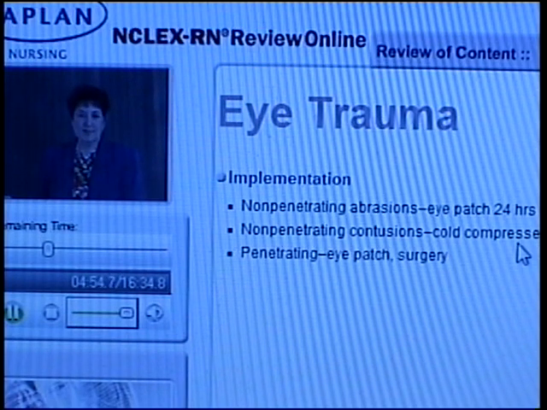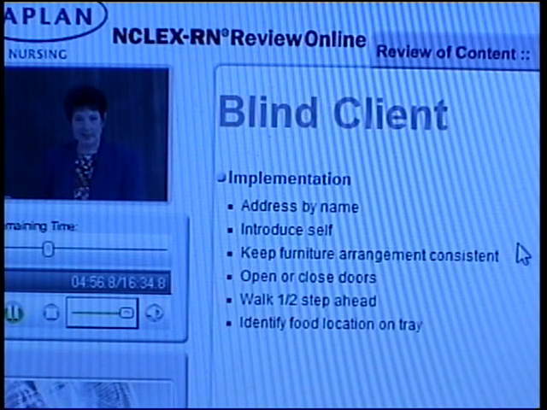Another thing you'll need to do is to be able to care for the blind client. It's important to know this because it is frequently tested on the exam. When you're caring for a blind client, you'll want to address them by name so they'll know that you're talking with them. You should introduce yourself and state the reason that you're there. You should let them know what you're doing as you're working with them in the room. And of course, let them know when you leave the room, otherwise you leave and they're still talking with you because they don't know that you have gone.